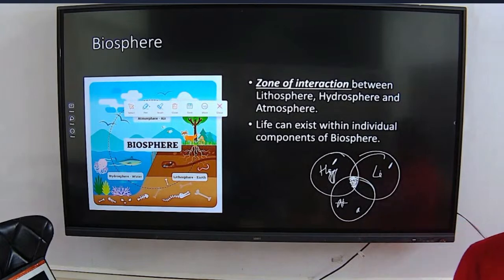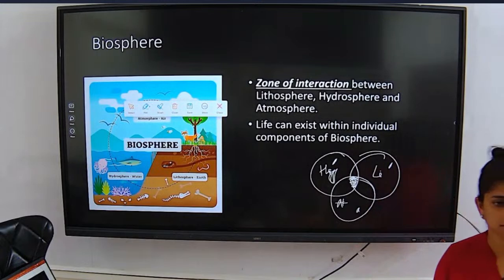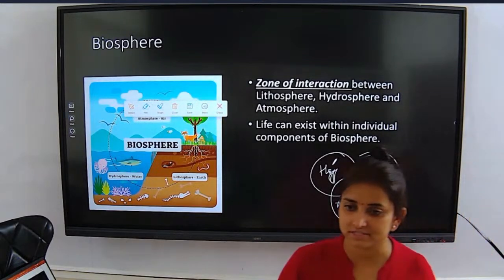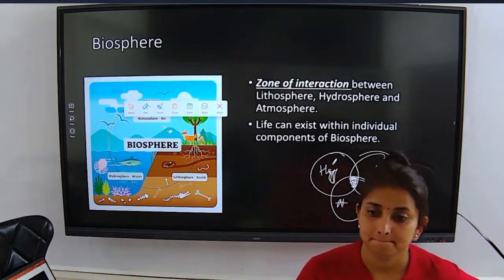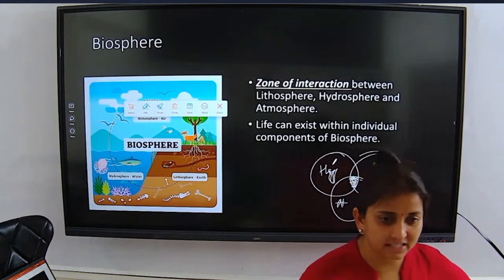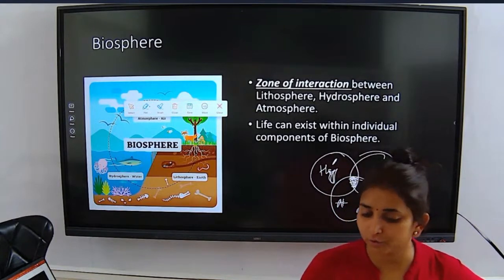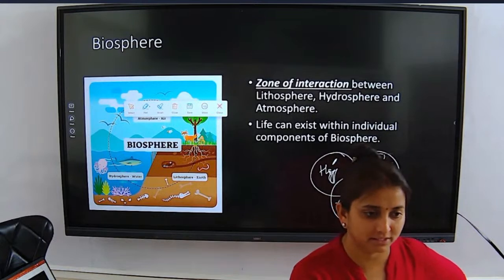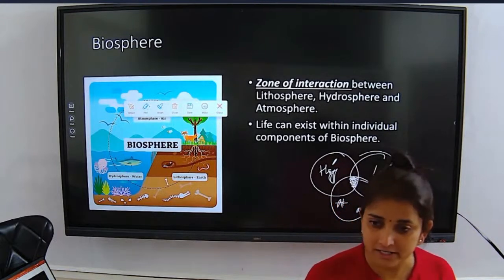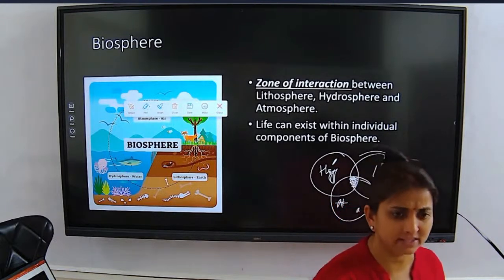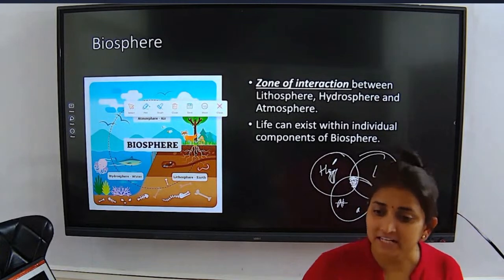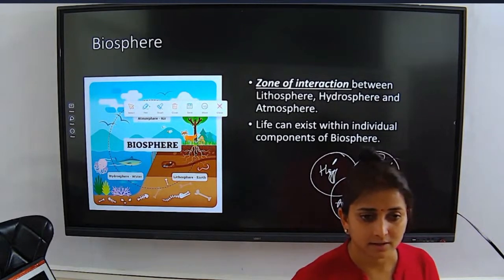Atmosphere. Organisms which are purely living in this, not coming even to the surface. Correct. Amoeba, bacteria, fungi. Why? For example, if you leave food open at home, it gets spoiled. Bread or chapati, if you leave it open at home, it gets spoiled. Can you tell me why?